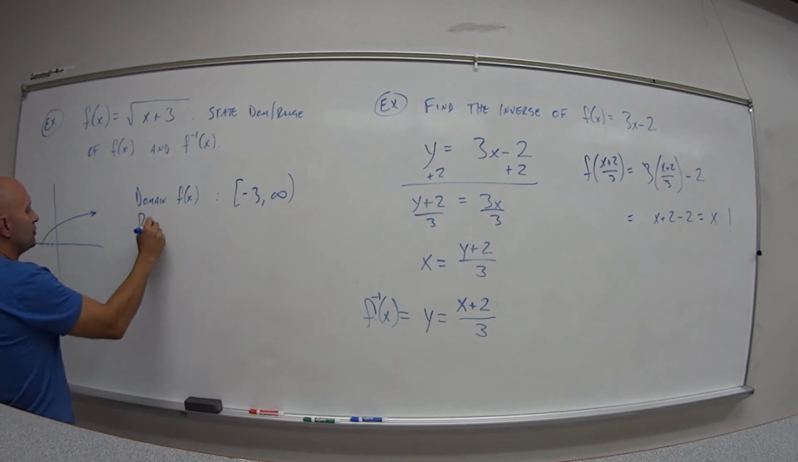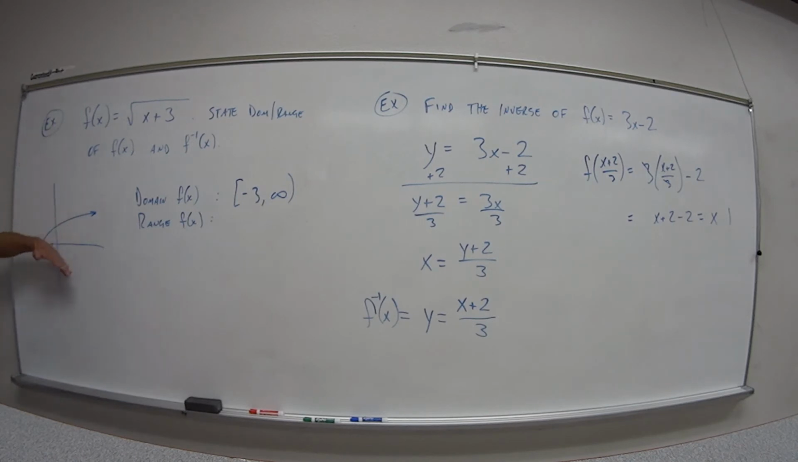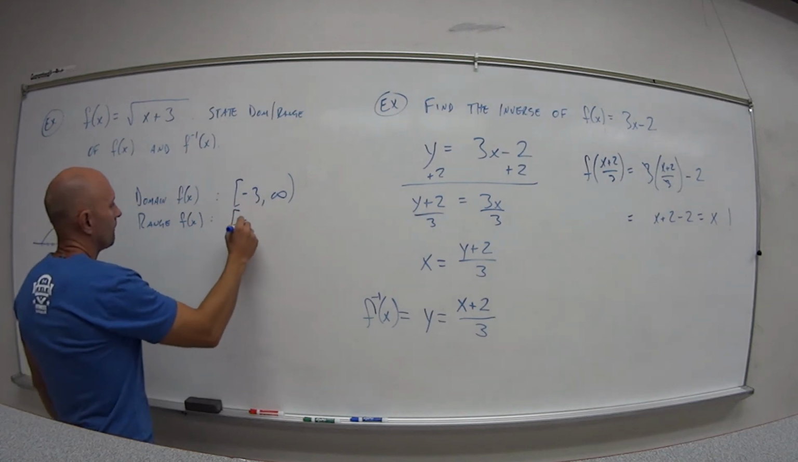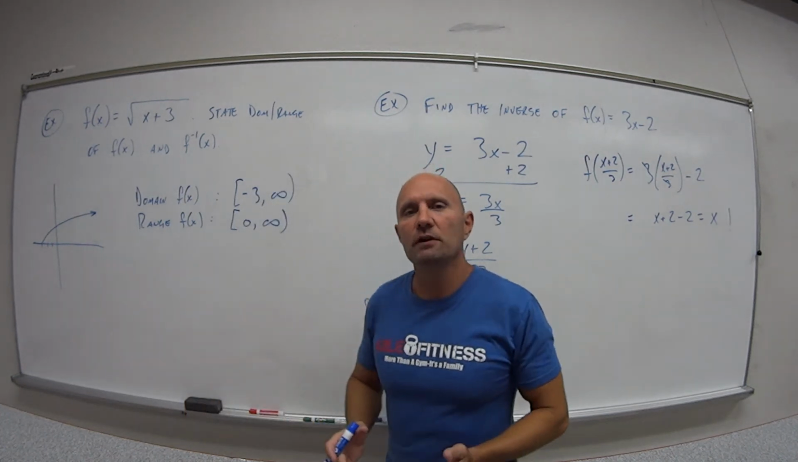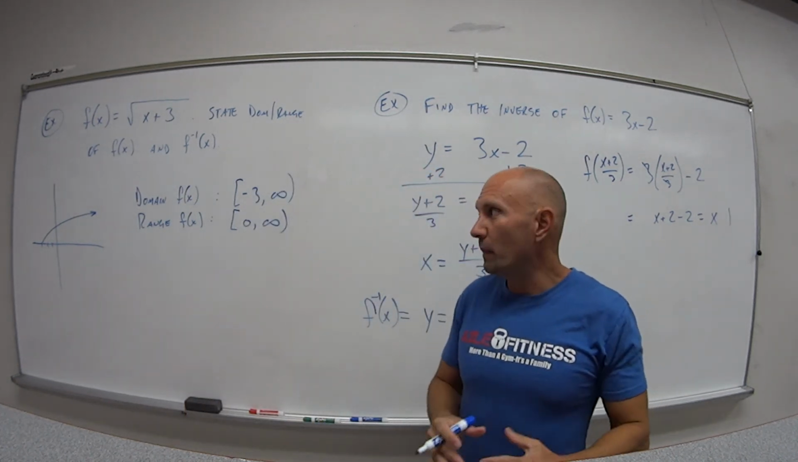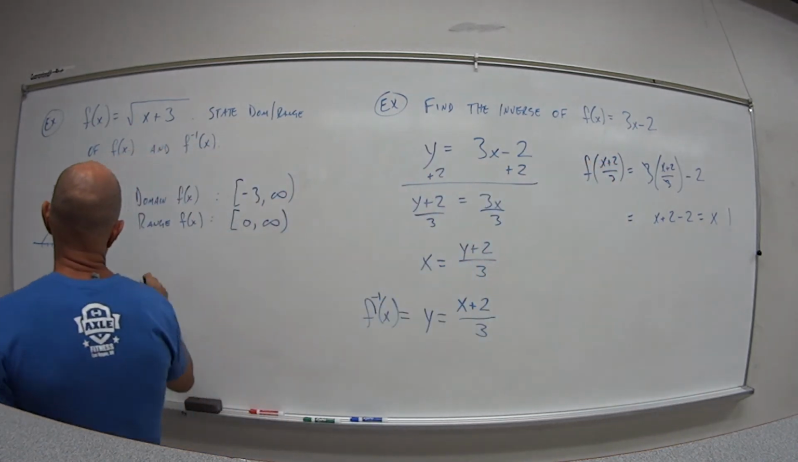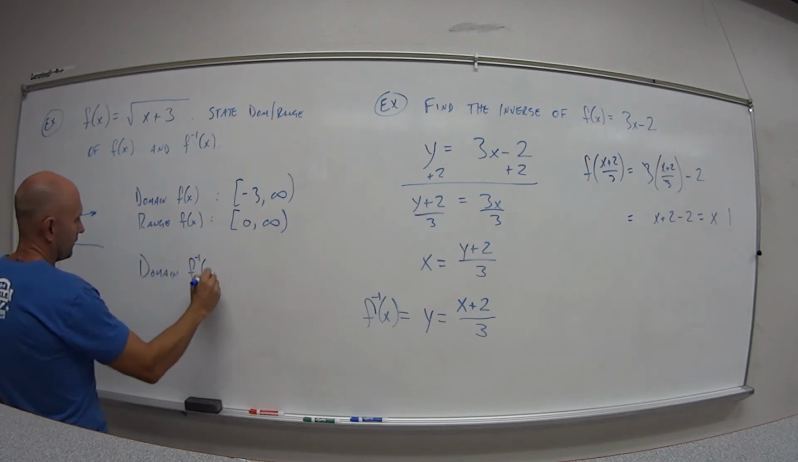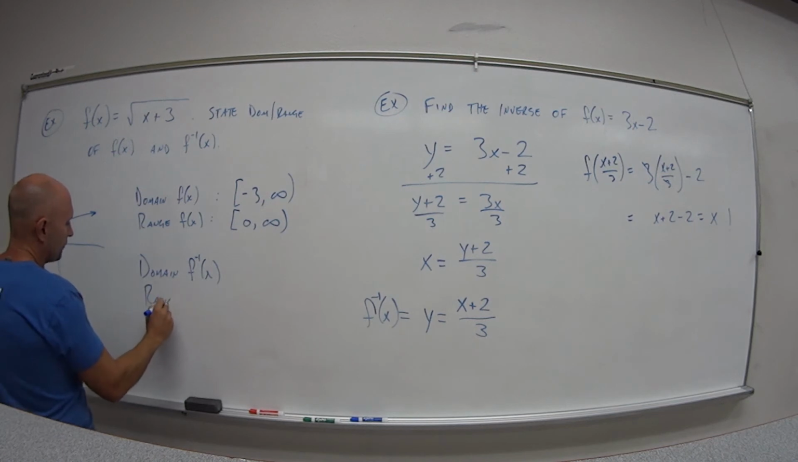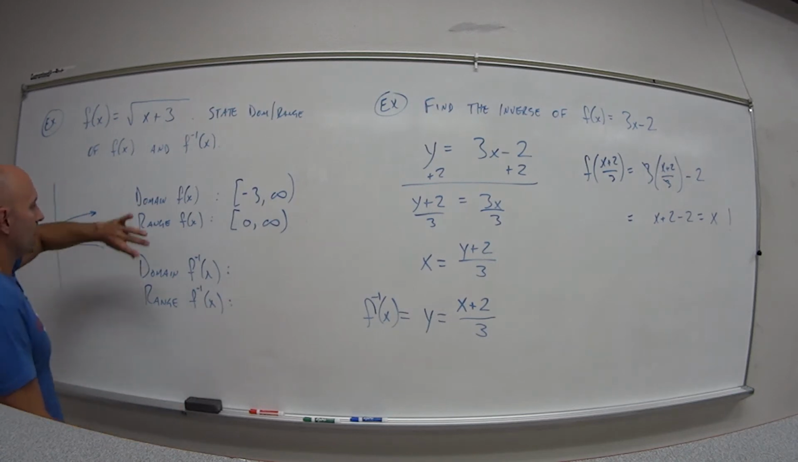And how about the range? The range of f of x is any potential y value that I'm going to get. And that's 0 up to infinity. So, given what I told you at the very start about inverse functions and the domain and range, I can already state what the domain of f inverse of x is, and the range of f inverse of x. And it's what? They switch.